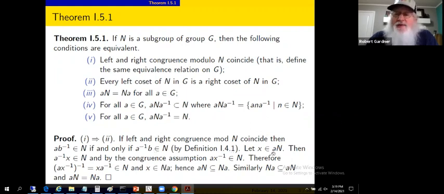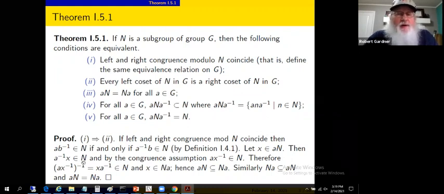So consider the left coset aN, where N is the subgroup. Let x be an element of that coset. Then being in the left coset means a inverse x is an element of N. And having that hold, we must also have a x inverse an element of N. That's the left and the right congruence situation there.